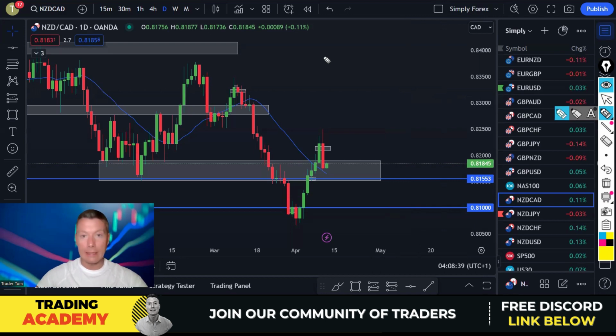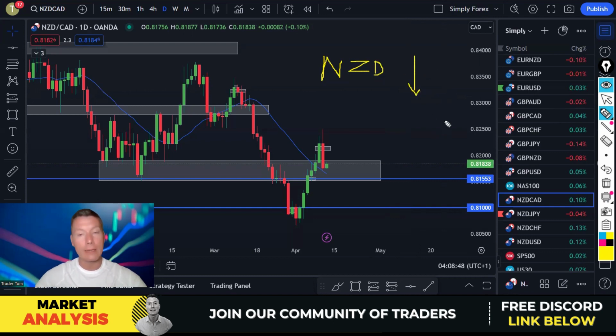Right, trades for today then, Thursday the 11th. Today, guys, it's about New Zealand dollar weakness. We had a few interest rate decisions yesterday, and New Zealand dollar was one of them. But we have seen some weakness come into the New Zealand dollar. Remember, my trades are intraday trades. I'm not a swing trader, guys. So we're looking at New Zealand dollar weakness as the catalyst for our trades today.